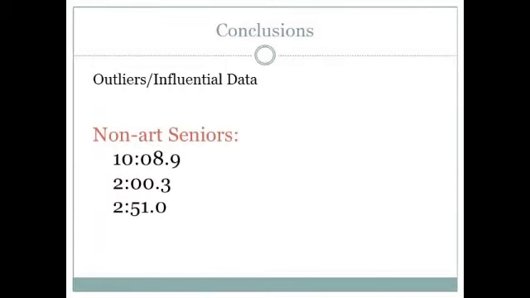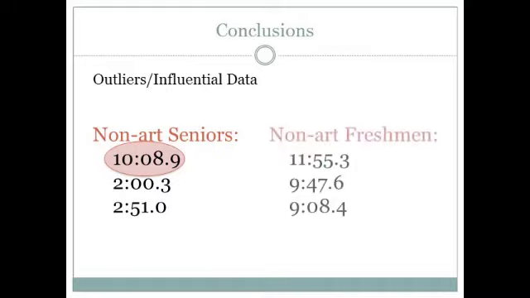There were clear outliers within the data we collected. One time out of the 3 non-art seniors we observed was over 10 minutes. Compared to the other 2 times, this was a clear outlier because the other 2 took under 3 minutes in order to complete the puzzle. In addition, the 3 non-art freshmen observed all used up over 9 minutes to complete the puzzle. This was an influential factor to our conclusion.